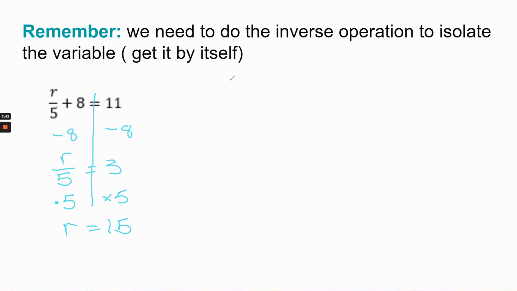We're going to check our work. 15 over 5 plus 8 equals 11. Remember, I show what I substituted by putting it in parentheses. 15 divided by 5 is 3. 3 plus 8 equals 11. We need to test, is that true? 8 plus 3 is 11. So yes, it is true. And my answer of 15 is correct.